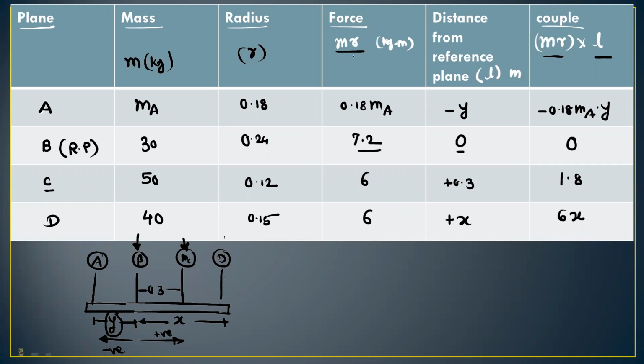Now refer the force column and the couple column. In the force column, there is only one unknown, that is 0.18 into ma. But if you refer the couple column, we have two unknowns. One is minus 0.18 ma into Y, and second is 6 into X. So draw the force polygon first, find out this ma value, and then draw the couple polygon.